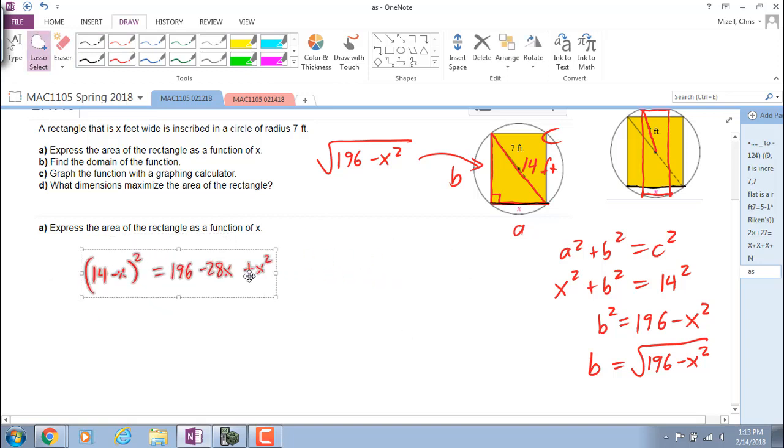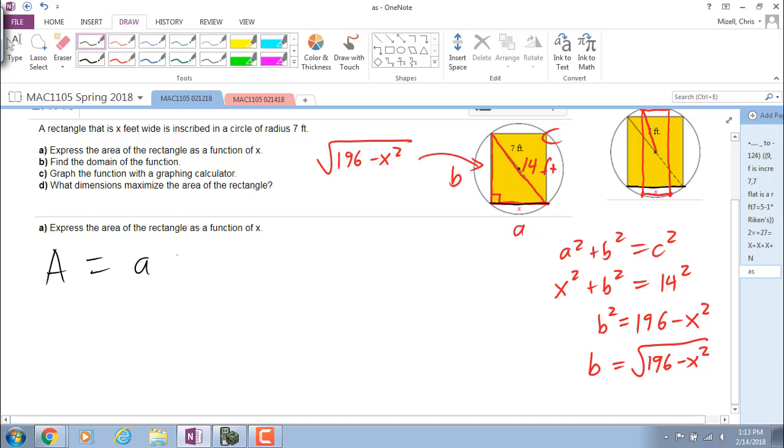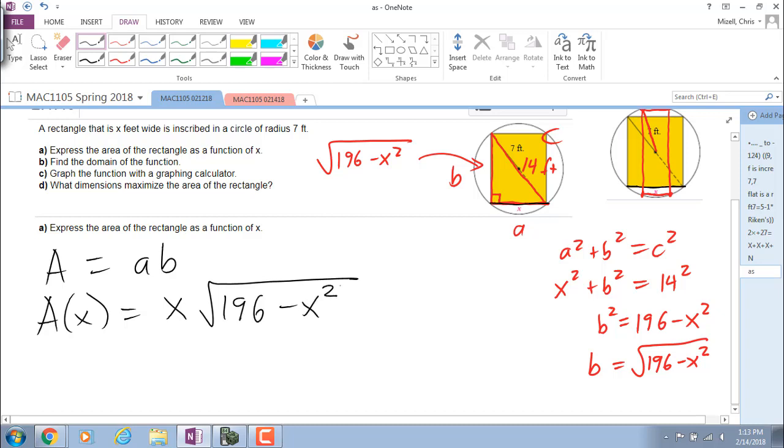So put this off in the corner here. Or maybe just delete that. So express the area of the rectangle as a function of x. Well, it's going to be a times b. As we're looking at this, the width of the rectangle times the length of the rectangle. The area equals a times b, the way I've labeled them. So A of x is going to be x, that's what I've indicated as a, times the square root of 196 minus x squared. That's the b, and we get that from the Pythagorean theorem.